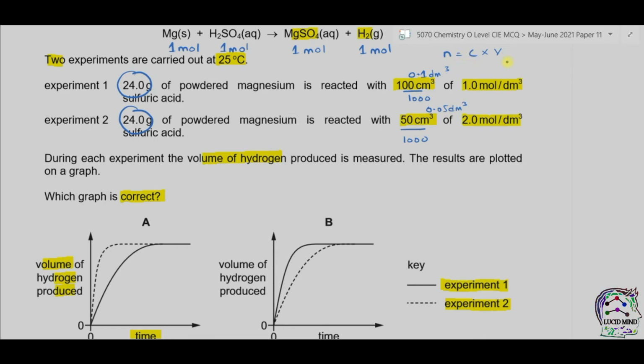Using the formula, we can find the number of moles in the first one. Number of moles is equal to concentration, which is 1, into volume, which is 0.1. So number of moles is 0.1 moles. In the second one, we have concentration equal to 2, volume equal to 0.05. So number of moles comes equal to 0.1 moles. Now we can see that the number of moles of sulfuric acid is the same in both experiments. So as the number of moles of magnesium and sulfuric acid are the same, the number of moles of hydrogen formed will also be the same in both experiments.